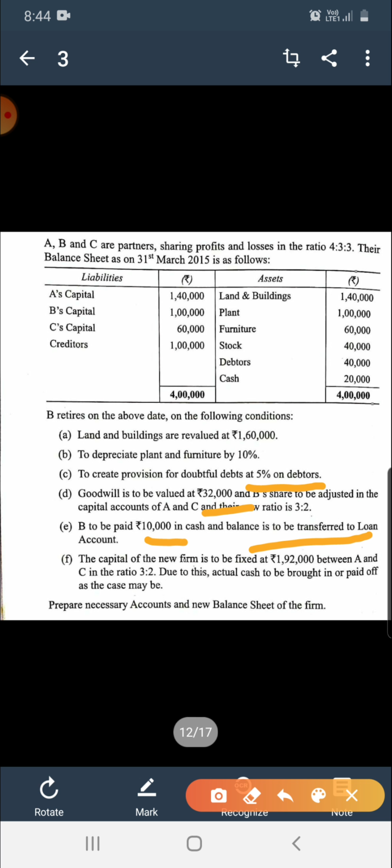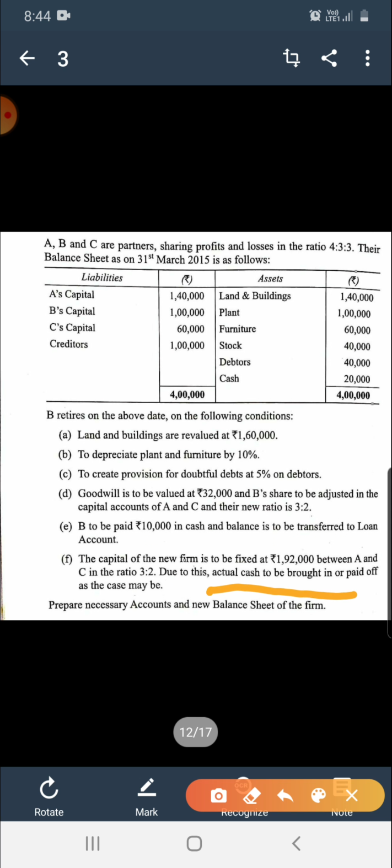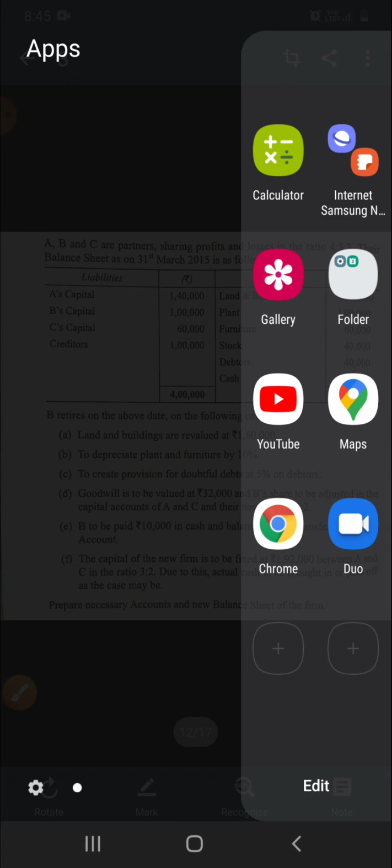The capital of the new firm is fixed, given as 1,92,000, and that 1,92,000 will be shared among A and C in the new profit sharing ratio, that is 3:2. Due to this, the actual cash to be brought in or paid off, as the case may be, will be found out. We'll find that and prepare the necessary accounts and the new balance sheet of the firm. Let's go to the solution part.